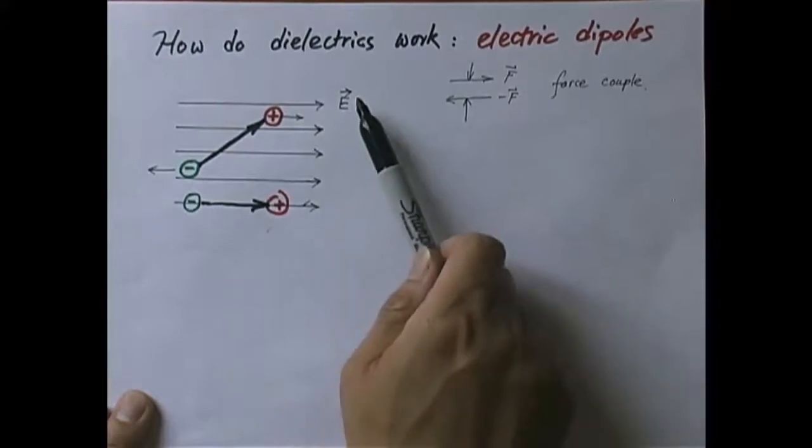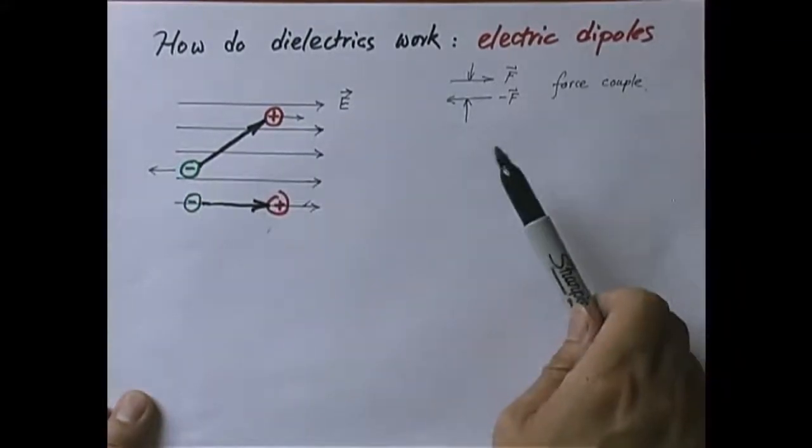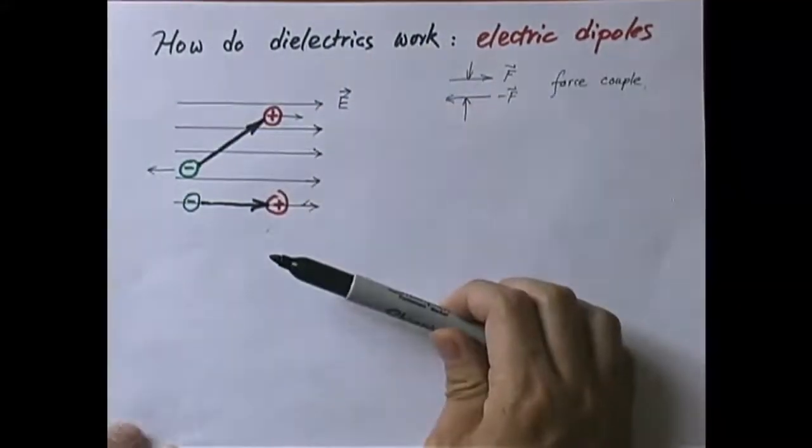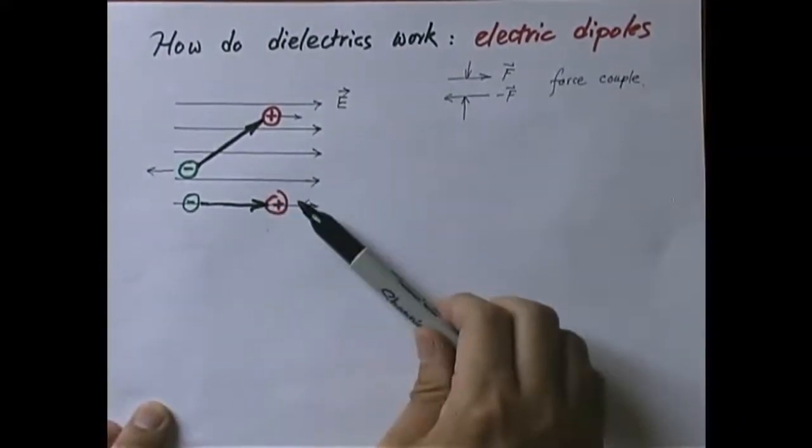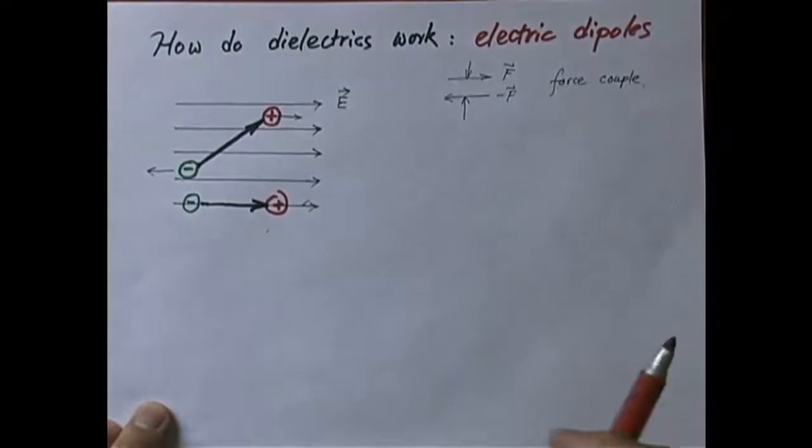So that's what the electric field does. It doesn't move the dipole from place to place. Rather, it turns it around, so the dipole is now aligned along the direction of the electric field. So suppose you have a whole bunch of dipoles. Each one of them, under the influence of the existing electric field, will be aligned.